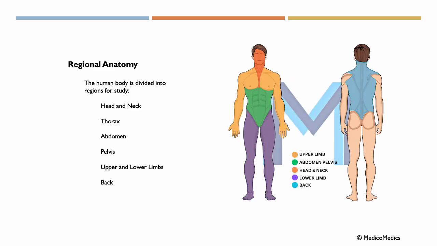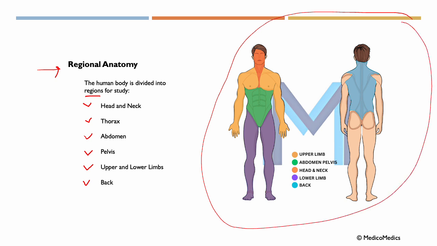Moving on then, we have the regional anatomy. So the human body is divided into regions for study. We have the head and neck, the thorax, the abdomen, pelvis, upper and lower limbs, and the back. And in this illustration here, you can see these. We have the head and neck here. We have the abdomen and pelvis here. We have the thorax here. We have the upper and lower limbs, right? So we have the upper limb covered here, and we have the lower limbs here in purplish color. And in this image, you can see the back.